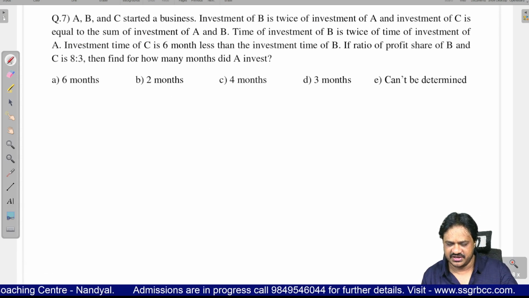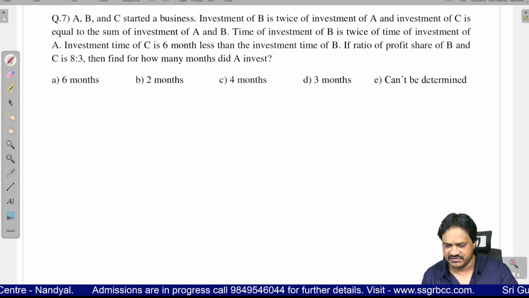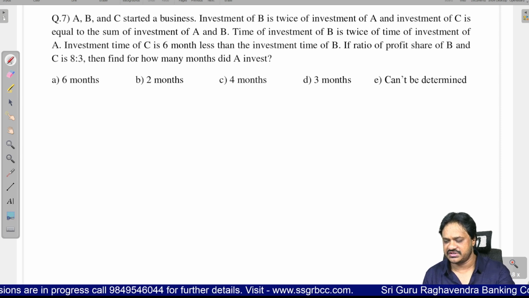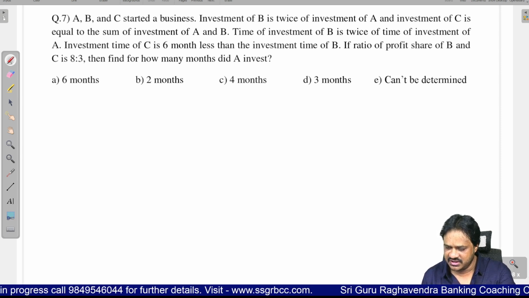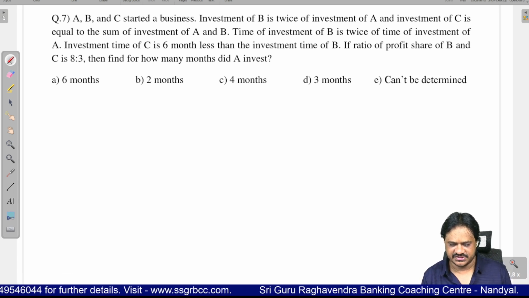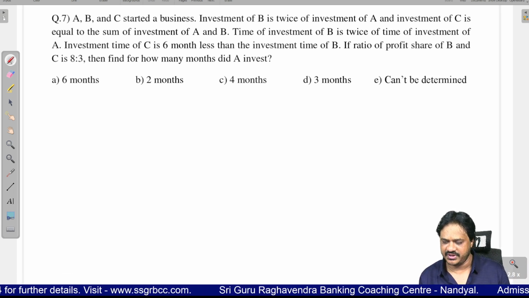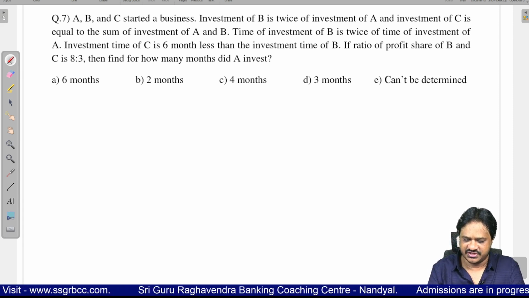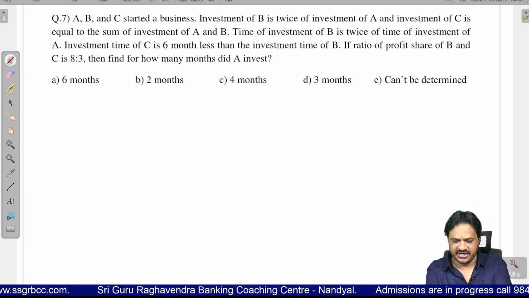A, B, C, they started a business. Investment of B is twice the investment of A. Investment of C is equal to the sum of the investment of A and B. The time of the investment of B is twice the time of investment of A. The time of investment of C is 6 months less than that of B. If the ratio of the profit share of B and C is 8:3, how many months did A invest?